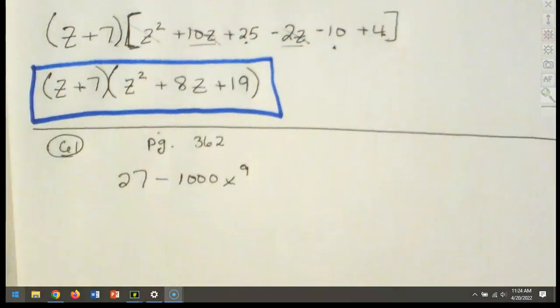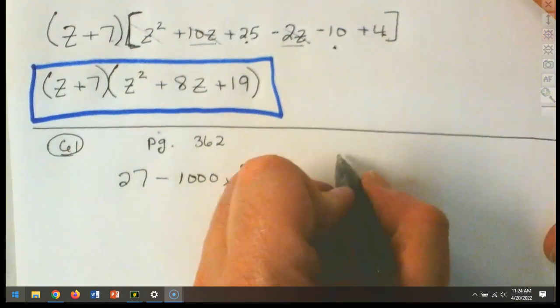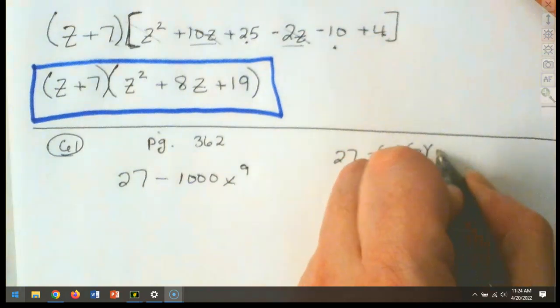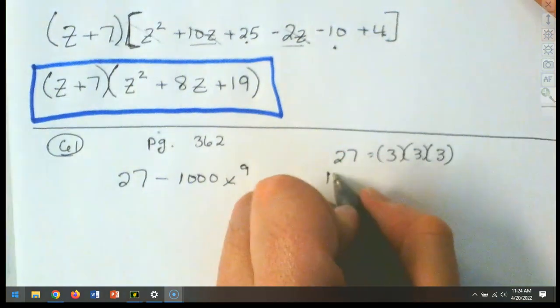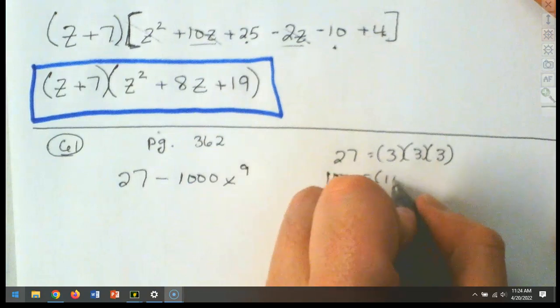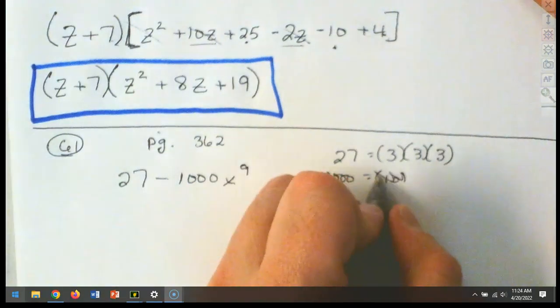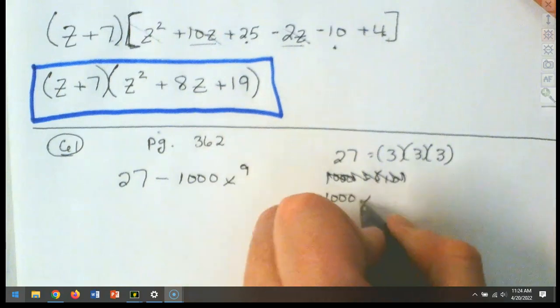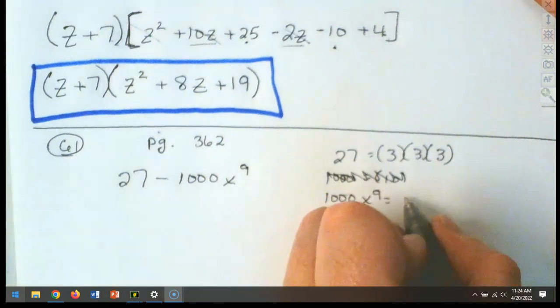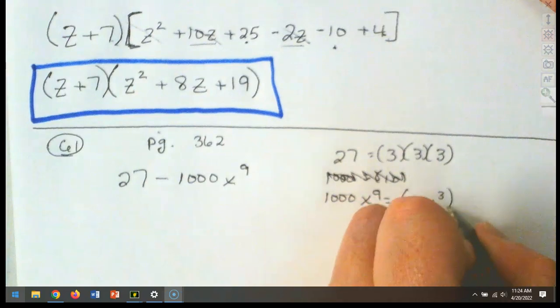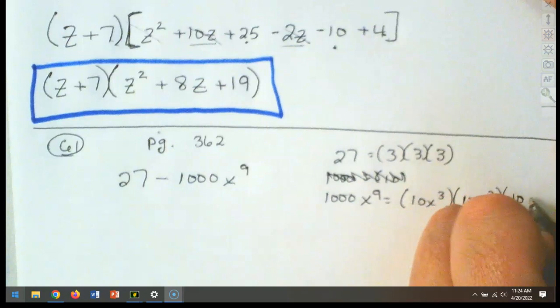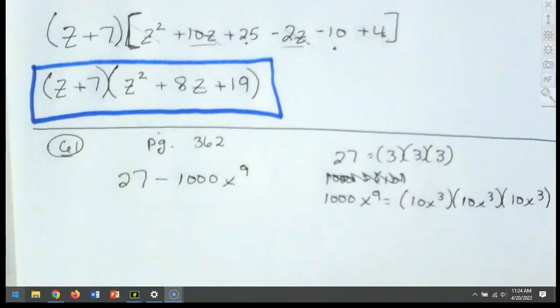Okay, we know it's cubes, right? Because 27 is a cube, 1,000 is a cube. So 27 is 3, 3, 3. 1,000 is 10. Well, don't forget your x to the 9th. So we got 1,000 x to the 9th. So that's 10x cubed, 10x cubed, and 10x cubed, right? Okay, so we did that.